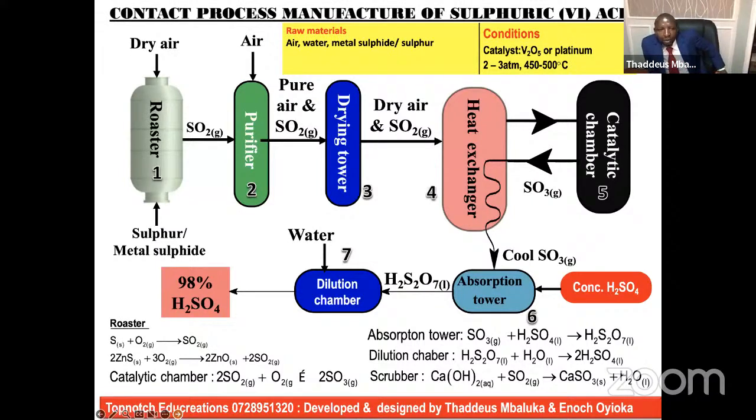So we have the one for the contact process. We have the raw materials: air, water, metal sulfide, rather sulfur. Then we have the conditions: vanadium(V) oxide as catalyst, we have platinum, 2 to 3 atmospheres, then 500 degrees Celsius.